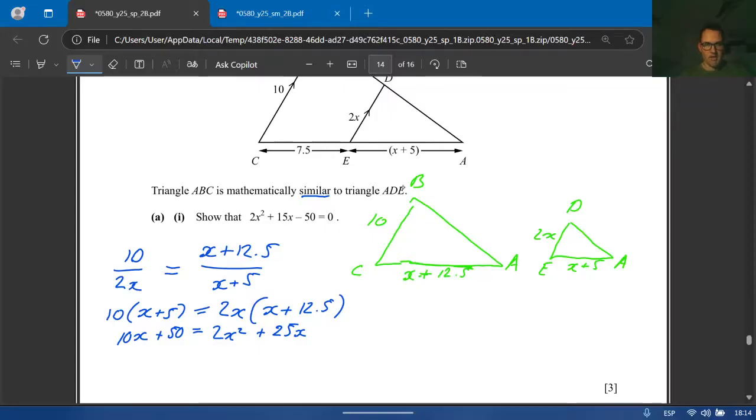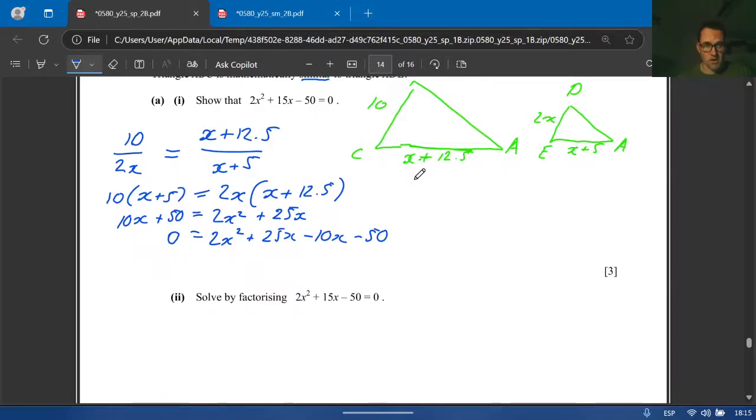I'm going to leave the 2x squared plus 25 where it is. And then I'm going to move the 10x to this side. It becomes minus 10x. And the 50 to this side, it becomes minus 50. Or we subtract it from both sides. And on the left-hand side of my equation here, there's only a 0 left. It's very important to keep the whole equation balanced, so you know what's going on. If you move things around too much, you get confused. So that means 2x squared, 25 minus 10 is 15x. Isn't this looking good? And then there's a minus 50 at the end.